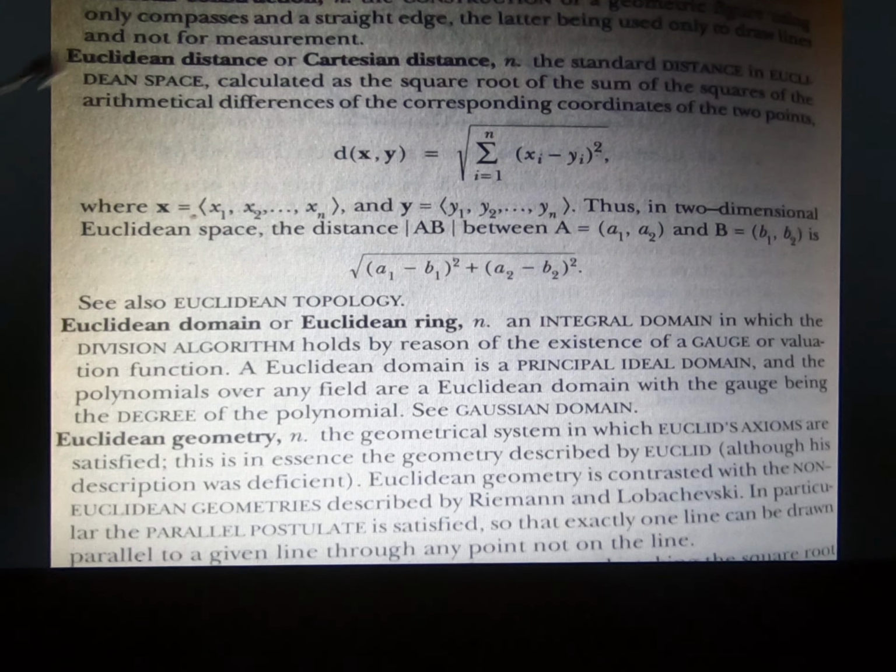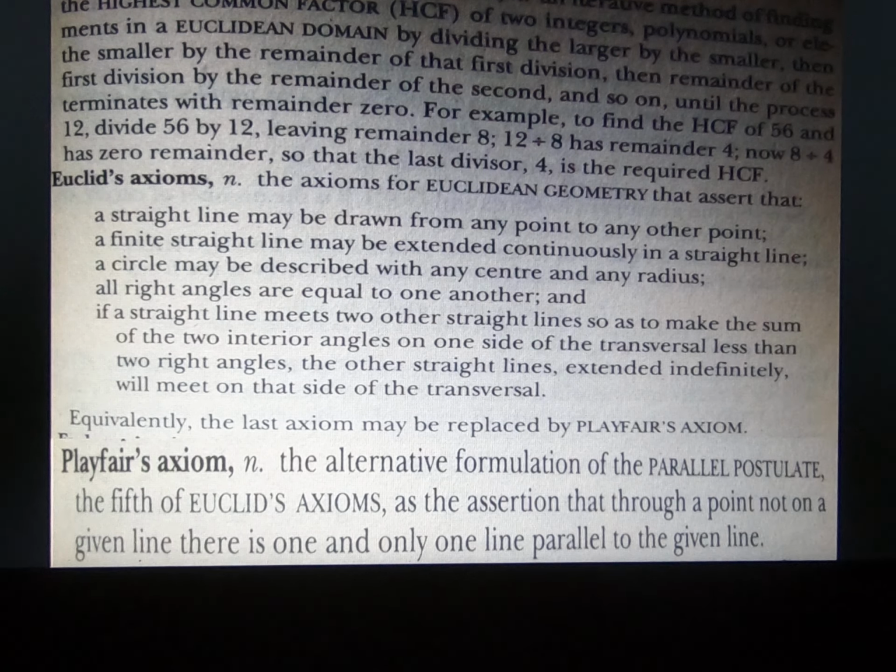Euclidean distance, Euclidean domain, Euclidean geometry, Euclidean space, ring, Euclidean topology, Euclidean essence. A straight line may be drawn from a point to another point. 1, 2, 3, 4, 5. The last, the fifth, is the parallel line, and that's the part that, if it is fulfilled, it's called Euclidean geometry. If the fifth parallel postulate is not fulfilled, we call it non-Euclidean geometry.